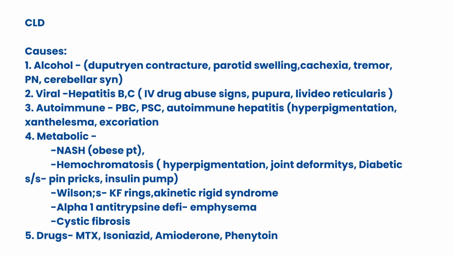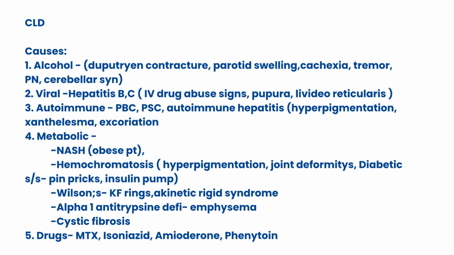In the metabolic causes, if you notice that the patient is obese, you can think about non-alcoholic steatohepatitis. If there are signs suggestive of hyperpigmentation, diabetes, joint pain, it can give you a clue towards hemochromatosis. Wilson's disease can be suggested by Kayser-Fleischer rings and akinetic rigid syndrome. You can look for alpha-1 antitrypsin deficiency. Cystic fibrosis can also be a cause.